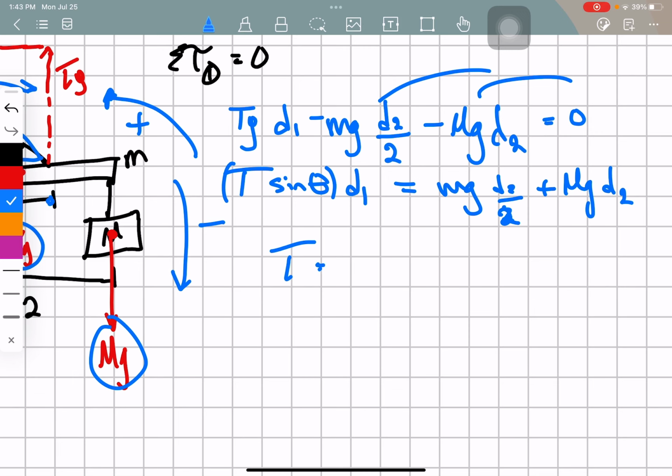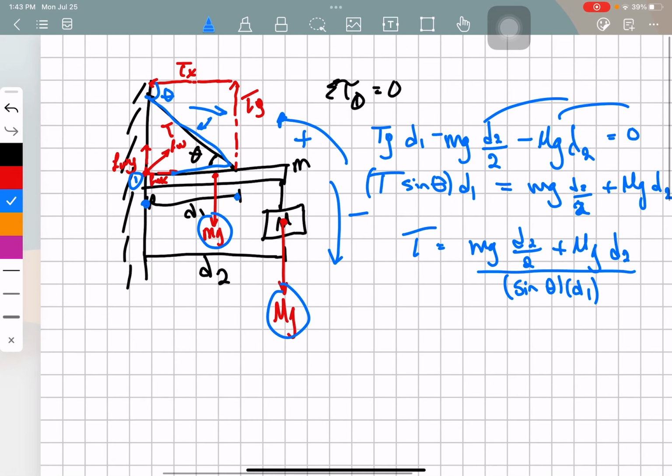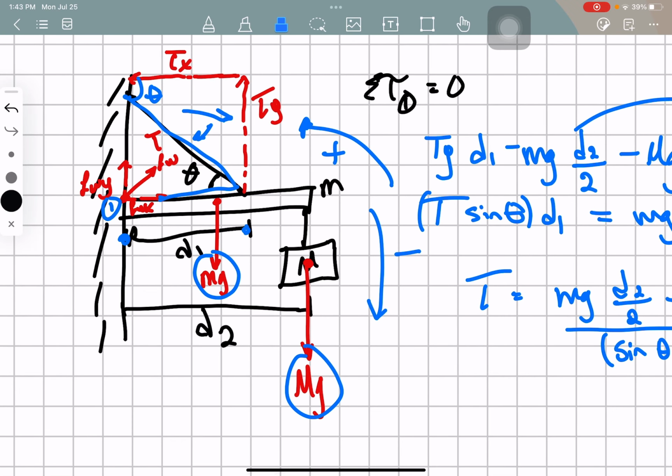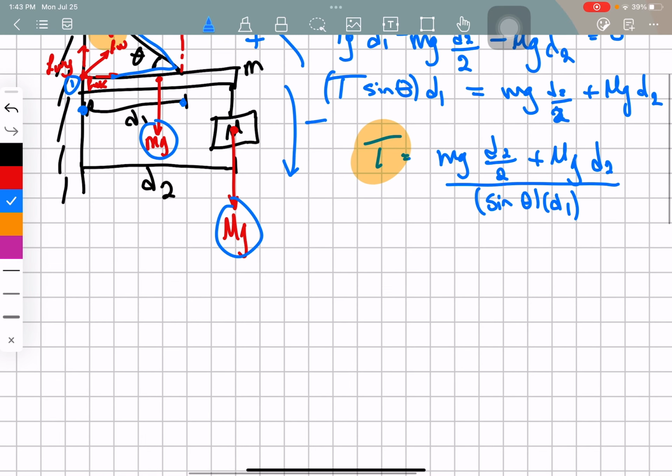So I know that my T is going to equal mg d2 on 2 plus mg d2, all over sine theta d2 d1. Okay, so here I figure out the tension, which is right here. So that's your tension. This tension right here is equal to that. Okay, so after I figure out the tension, we could use the forces acting in the x and y direction to figure out the rest of this.